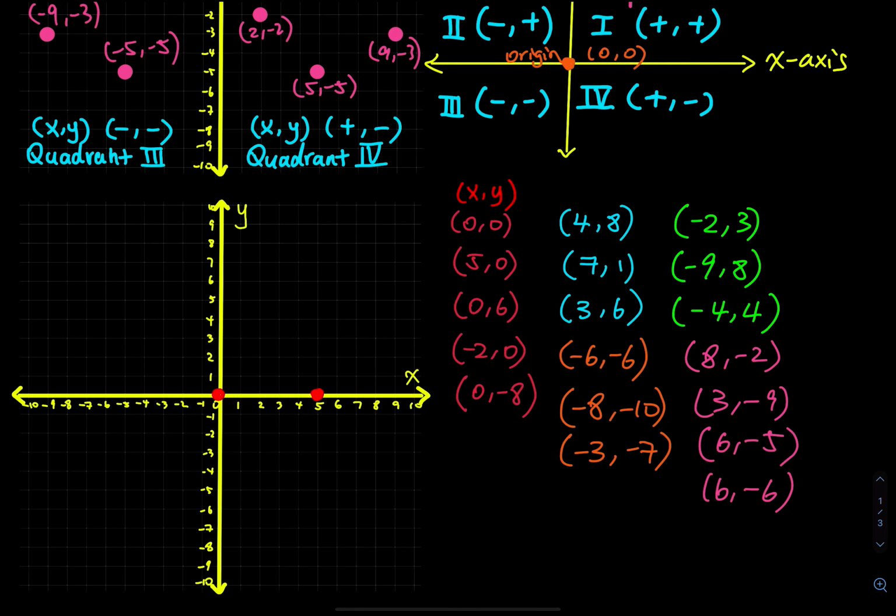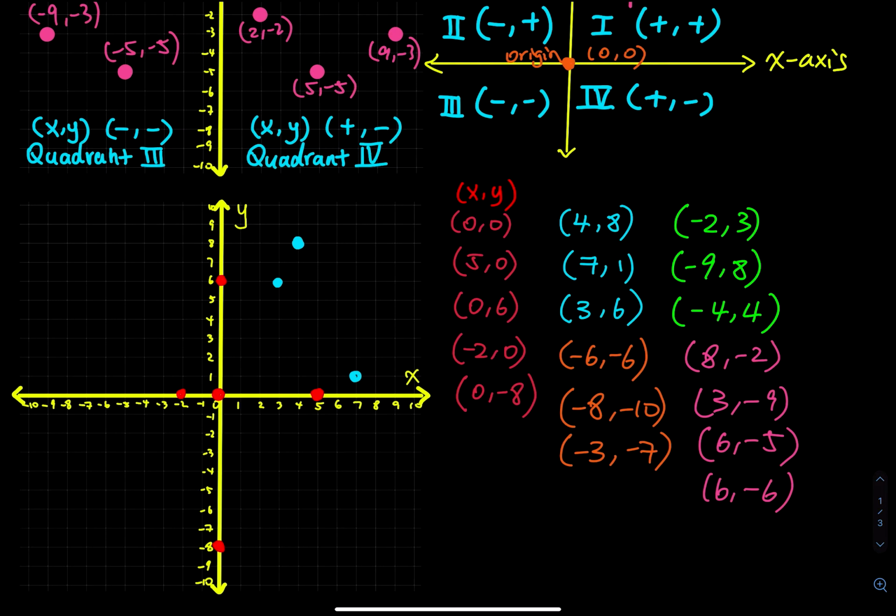Again, x comma y. And then x equals to 0, y equals to 6, x equals to -2, y equals to 0, and x equals to 0, y equals to -8. So that is the first 5 red points. And then for the blue point, let's match the color. We have x equals to 4, y equals to 8. So that is 4 comma 8. And then 7 comma 1. And then 3 comma 6, x equals to 3, y equals to 6. It is just that easy.